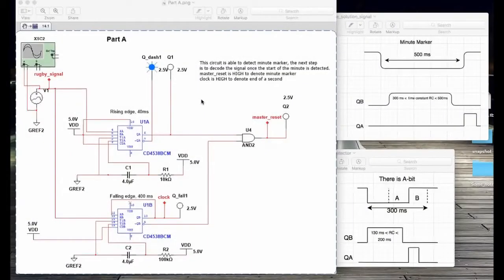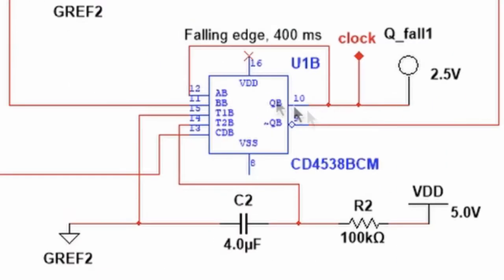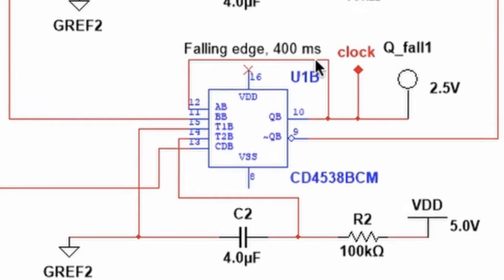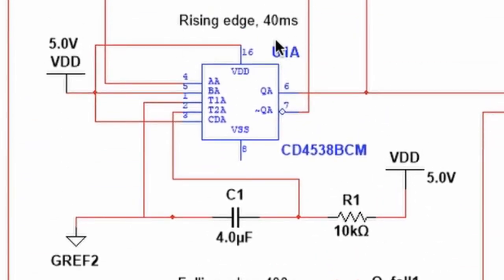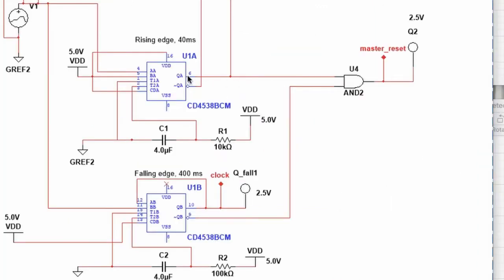So this is part A. It is the preamble detector. We use 2 monostable multivibrators. One detects falling edge and it is non-retriggerable for 400 milliseconds. One detects rising edge and it has an RC value of 40 milliseconds. And the outputs are ANDed with a logic high and a logic low from falling edge. And this would give a 1 when it detects a minute marker.